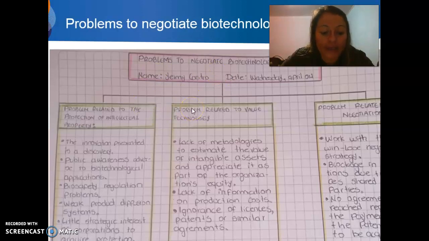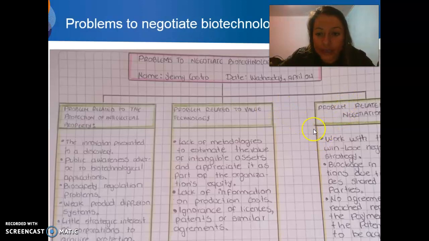Problem related to valuing technology, like methodologies to estimate the value of intelligence as appraised as part of the organization's equals, lack of information on production costs, ignorance of license, patent, or similar agreements.